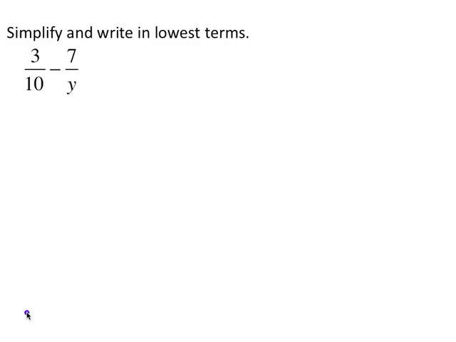If we try to do the common denominator by listing out multiples of 10, so 10, 20, 30, 40, we're never going to get something that y goes into. Because you have a variable there, in some ways it actually makes it easier.